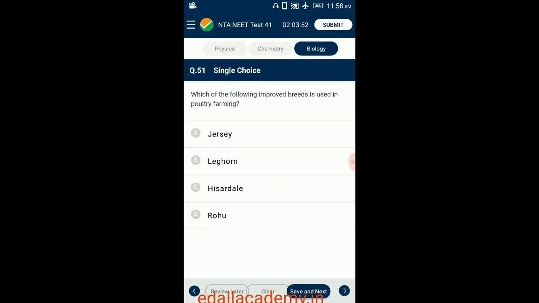Lehan is one of the most improved breeds of hens used in poultry farming. Jersey is an improved breed of cow, while Isadale is a sheep hybrid. Mule is a hybrid between donkey and horse. So the correct answer for this question is Lehan, option B.